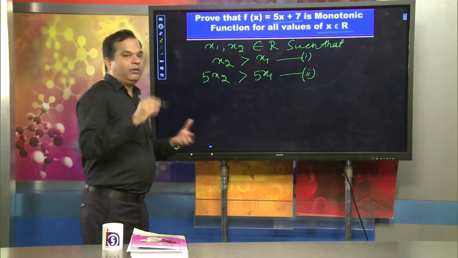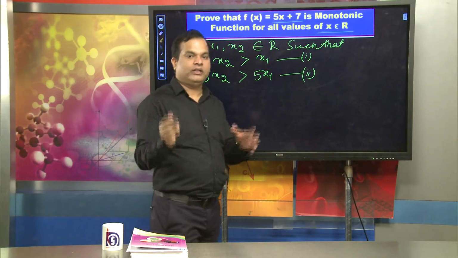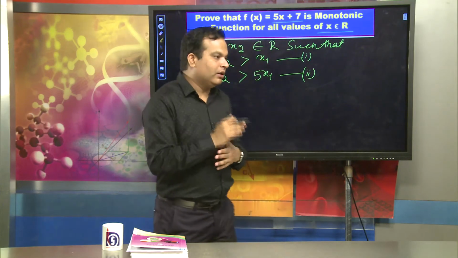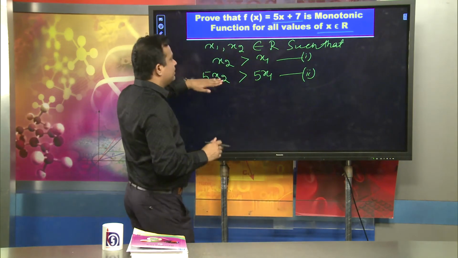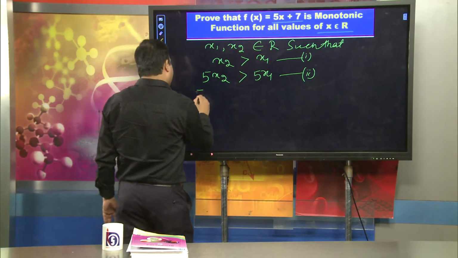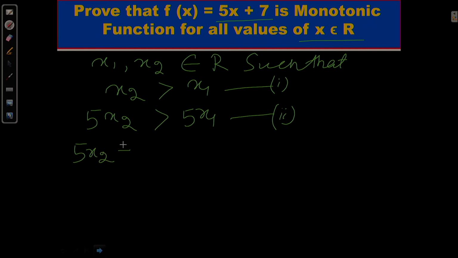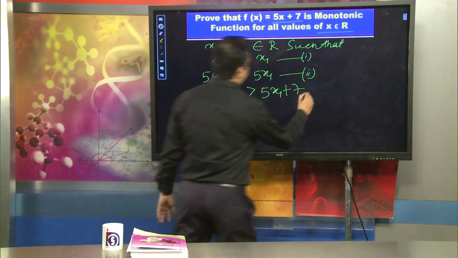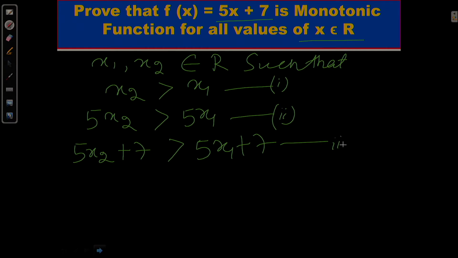If you add a constant quantity on both sides, there will also be no change in the inequality. Suppose I would like to add 7 on both sides. What will you get? You will get 5x2 plus 7, which is greater than or equal to 5x1 plus 7. Suppose this is equation 3.